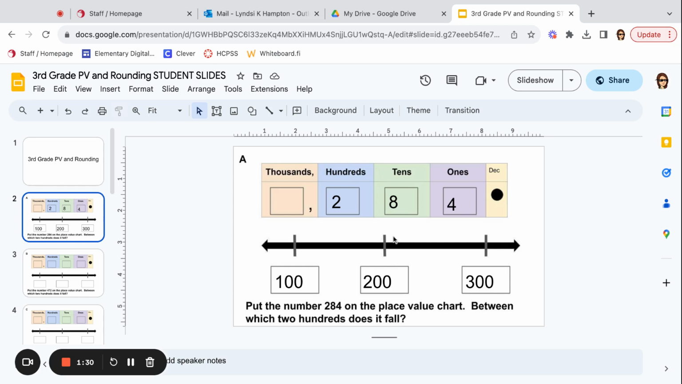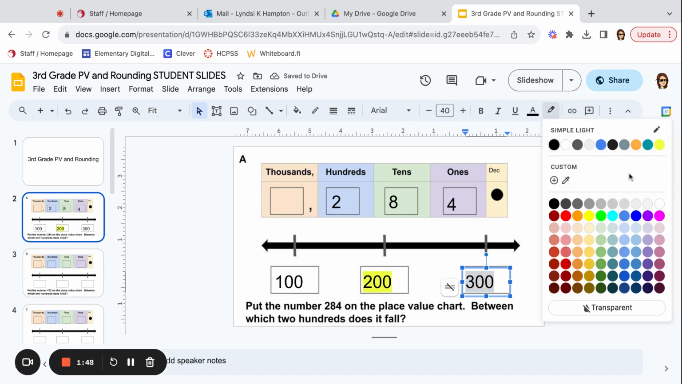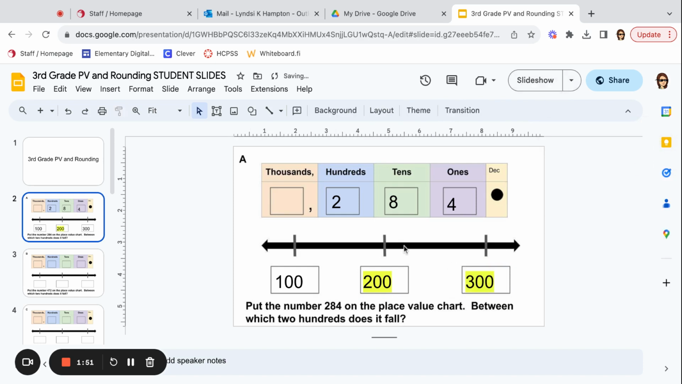And then I ask myself, where would 284 be at on this number line? Well, I know it's bigger than 200, so it'd be somewhere up here. And I know it's less than 300. So the answer is that it's somewhere between 200 and 300. So I would highlight this, use this up here, and say it's between the numbers 200 and 300. When you start rounding, it'll ask you more, which one is it closer to? So that's going to be our rounding piece that we're going to move into. But the number 284 is somewhere in between 200 and 300.